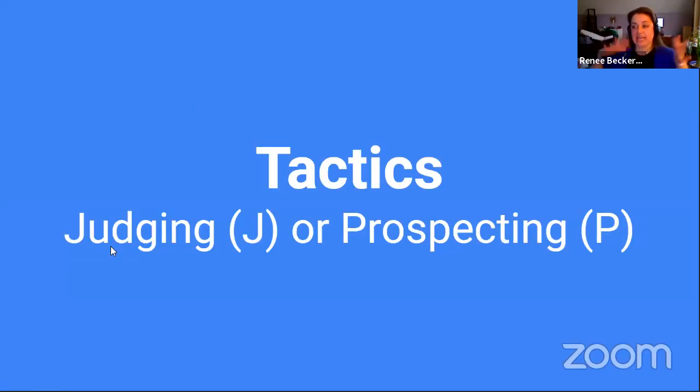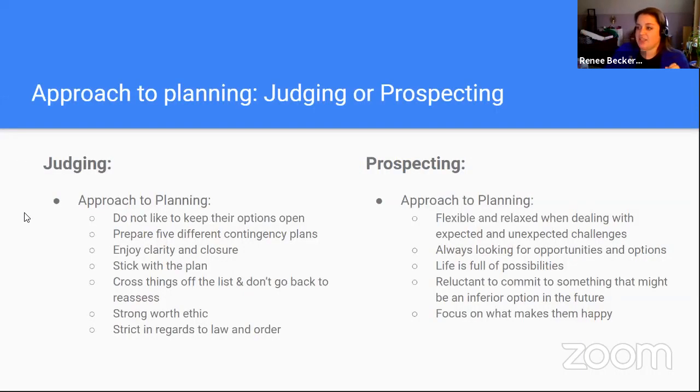So looking at tactics, that's where judging versus prospecting comes in. This is how people approach planning. I feel like a lot of times this is where you can get conflict in groups, because people under this judging area really like to understand all of the different contingency plans that are available to them.